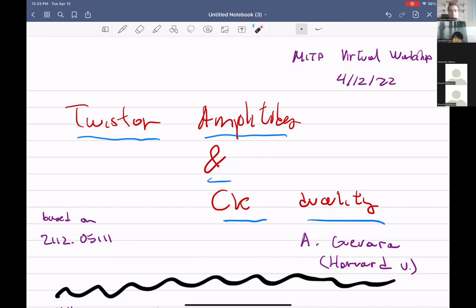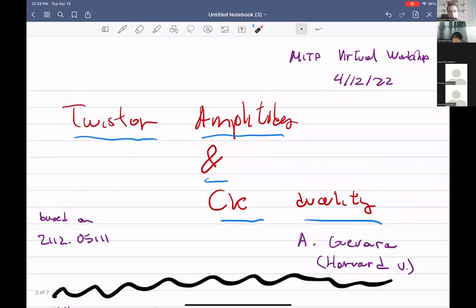Also, probably some of you have seen parts of this talk. So if that's the case, I apologize. But I think some of you actually haven't. So I'll try to go through most of the main results of this paper. Okay.